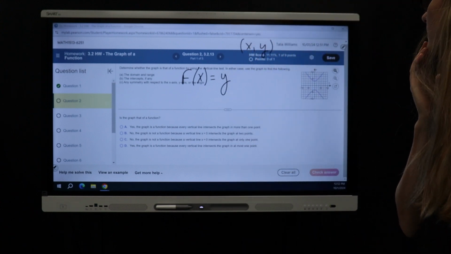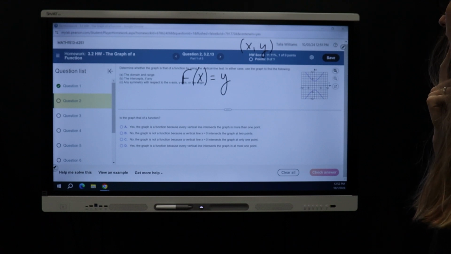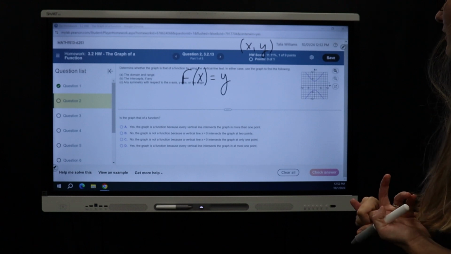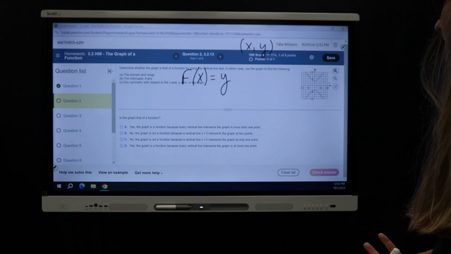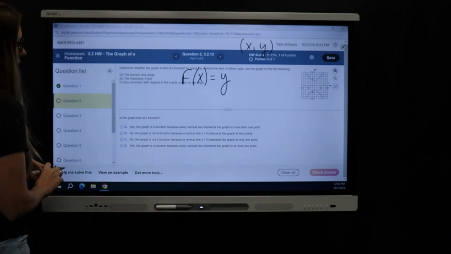Determine whether the graph is that of a function by using the vertical line test. It's not. In either case, use the graph to find the following: the domain and range, the intercepts if any, symmetry with respect to the x-axis, y-axis, or the origin.